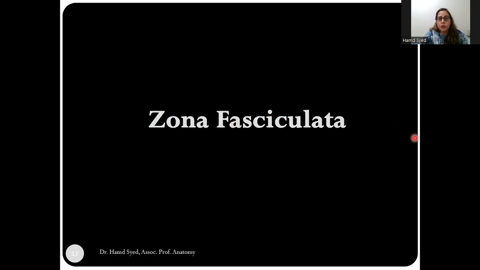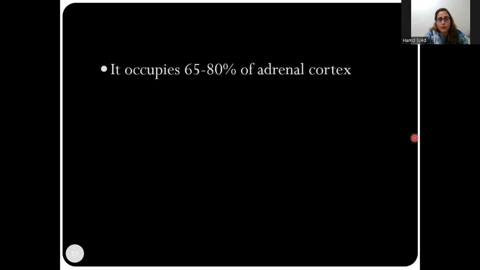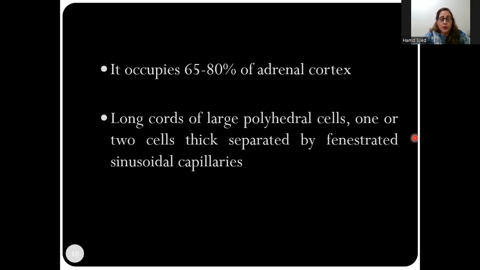Okay, now let's come to the zona fasciculata. This is the zone which is present on the inner aspect of zona glomerulosa, and it occupies about 65 to 80% of adrenal cortex. So the major part of the adrenal cortex, the larger part, is zona fasciculata. This has long cords of large polyhedral cells, 1 or 2 cells thick, separated by fenestrated sinusoidal capillaries.